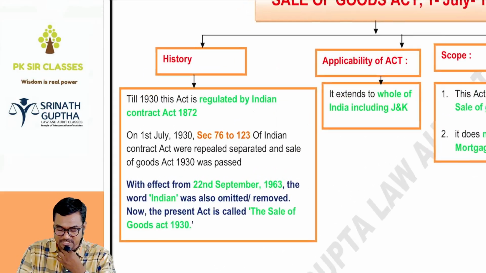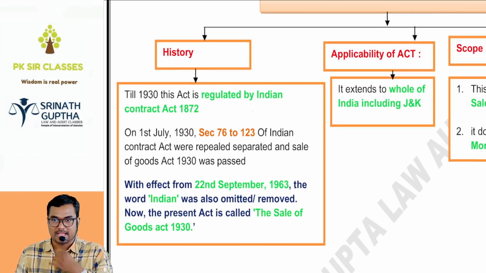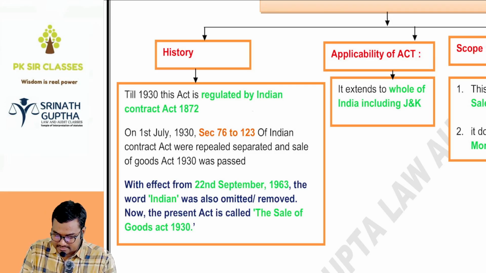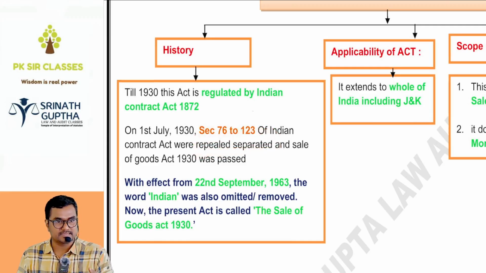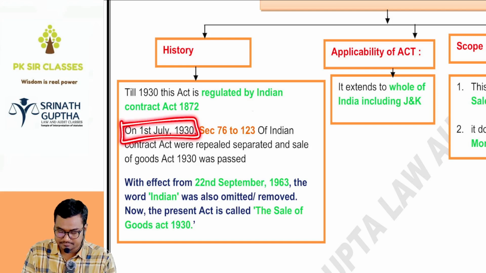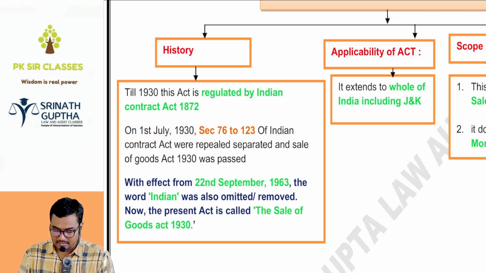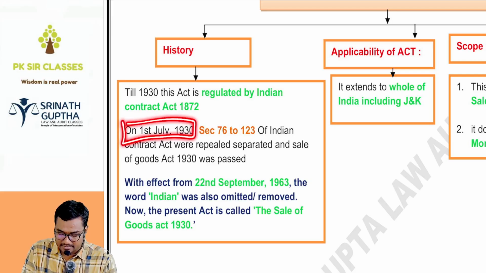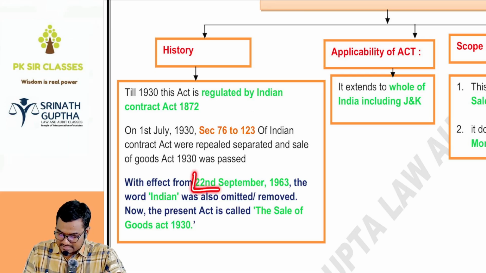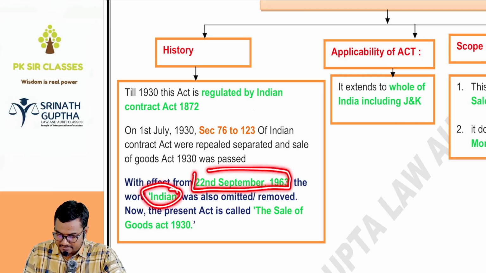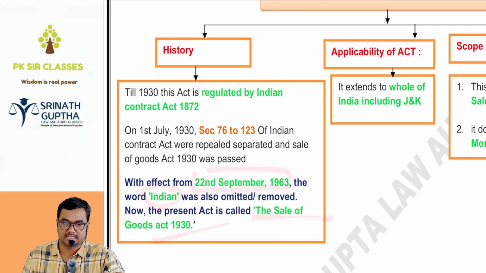So first, what is the history of SOGA? Actually, SOGA is not a separate act. Once upon a time, it was part of the Indian Contract Act. Sections 76 to 123 of the Indian Contract Act were repealed, removed, and separated. They formed a new act called the Sales of Goods Act on 1st July 1930. However, on 1st July 1930, it was called the Indian Sales of Goods Act. From 22nd September 1963, the word India was removed. Now it is called only the Sales of Goods Act.